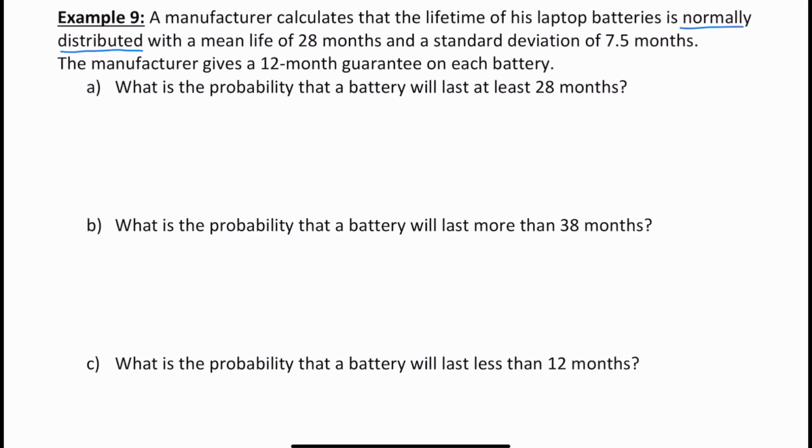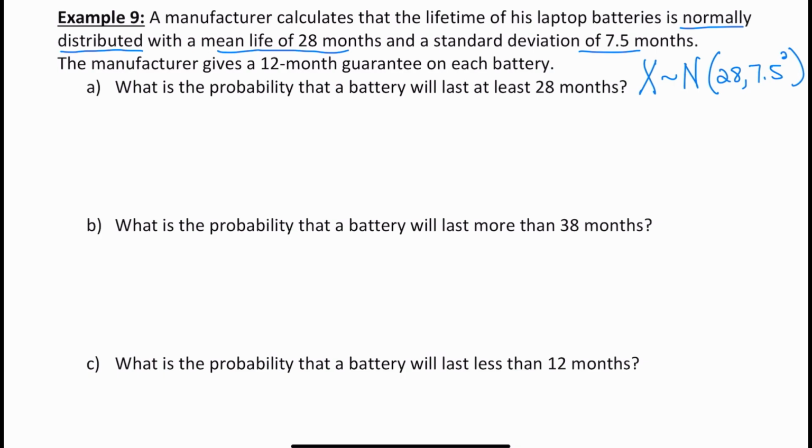One of the things to note here is the fact that this is a normal distribution problem. Notice it specifies that the lifetime of the laptop batteries is normally distributed. So that tells me that I can describe this as a normal distribution. So X is normally distributed. The mean we know is 28 months, and the standard deviation is going to be 7.5 months. So if you were to be asked to write the distribution down, that's how you would write it. They're not asking me that, but I wanted to show you anyway.